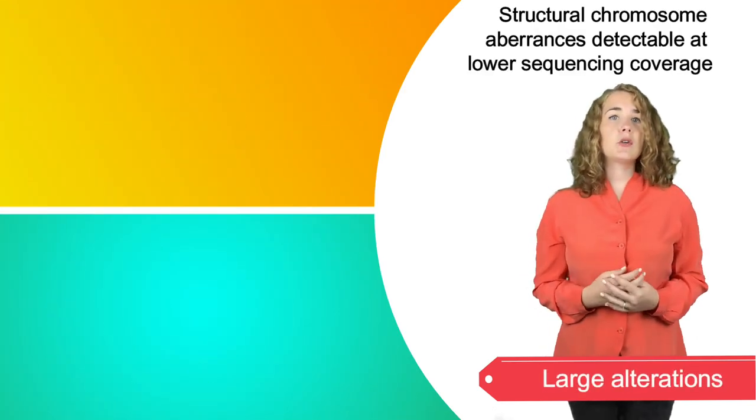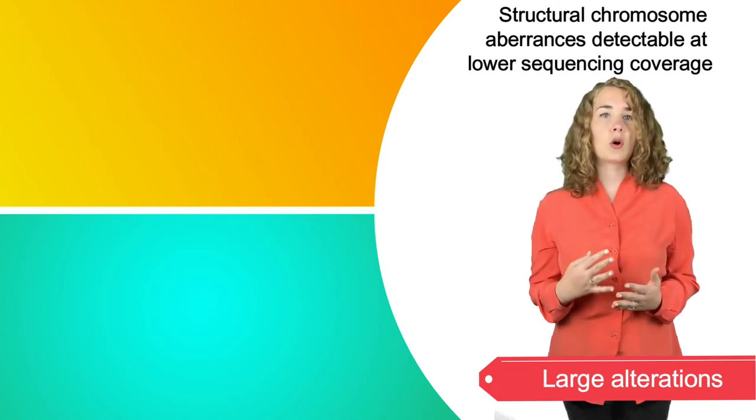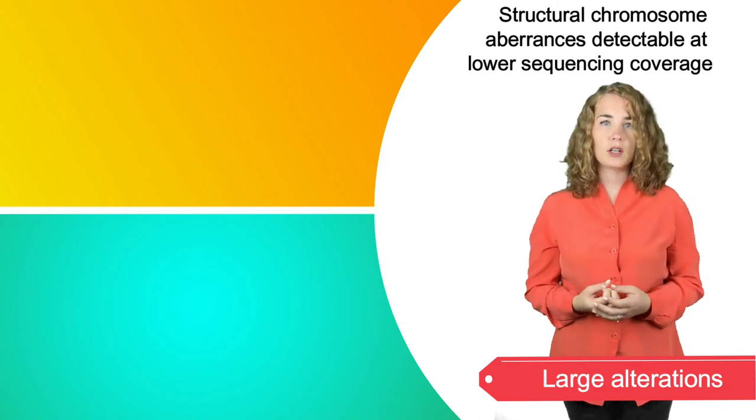We could also have large alterations. In fact, genomic instability of tumor cells can also result in the accumulation of structural chromosome aberrations, which can be detected also at lower sequencing coverage.